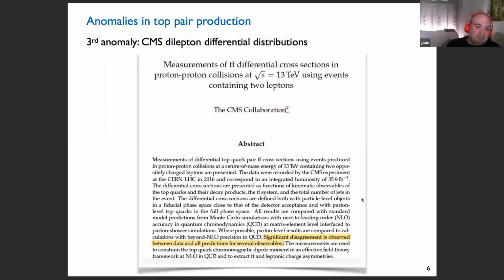A third anomaly is in CMS. They are more bold than the Atlas people, and they say significant disagreement is observed between data and all predictions for several observables. This is the third.